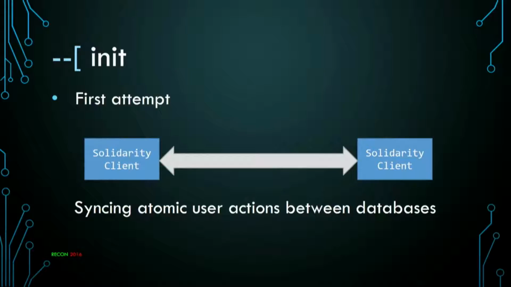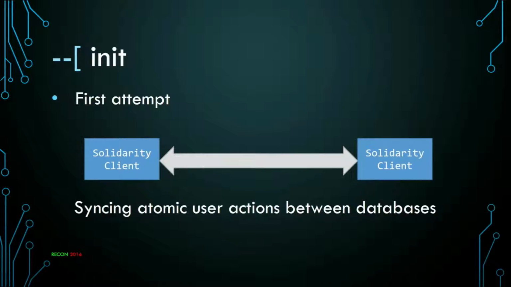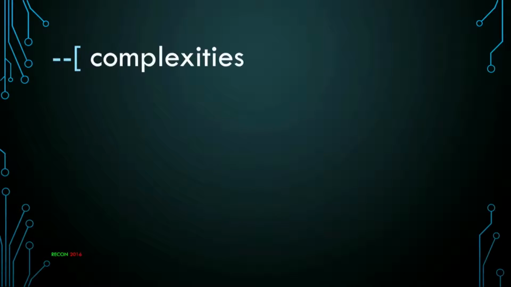And so syncing atomic user actions between databases is actually really easy if you put in some time and effort. But this is just between two databases, or two users, right? You both load the same database, and both are like, all right, let's type in each other's IPs and connect. And that wasn't hard. But there are a lot of added complexities.